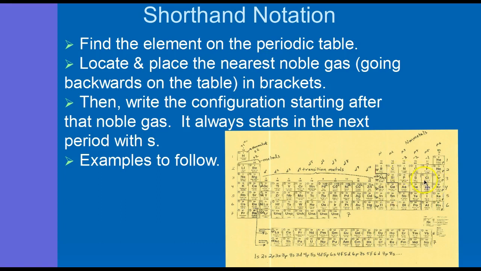So let's try chlorine. Let's say I asked you to write the shorthand for chlorine. You go up and over, and the closest noble gas is my friend neon, and you write neon in these lovely brackets. And then you go for chlorine and follow it all the way straight over. It starts with 3, and all of them start with S. So a 3s, and it goes 3s1, 3s2.